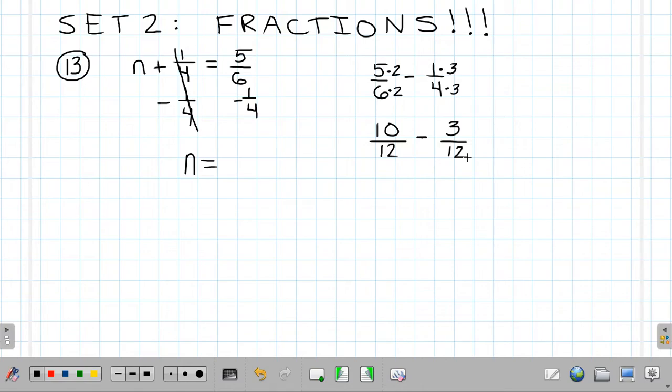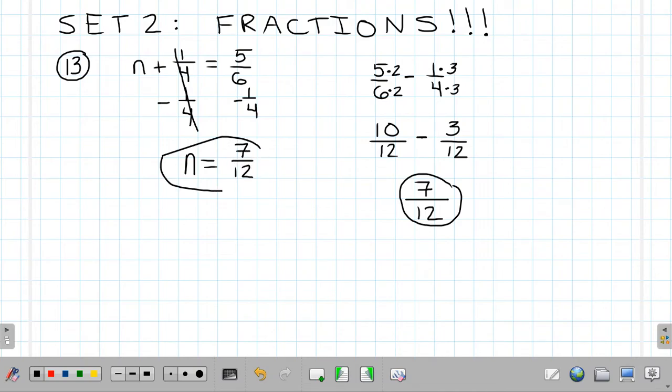And now that we have our fractions with the same denominator, all we got to do to subtract these fractions is subtract the numerators. So 10 minus 3 is 7. And then both of them have a denominator of 12. So my answer has a denominator of 12. So our answer here is actually 7/12. And that's a general rule for math as well, is if your question or your equation or whatever you're working on is in terms of fractions, your answer should probably be in terms of fractions as well, okay?